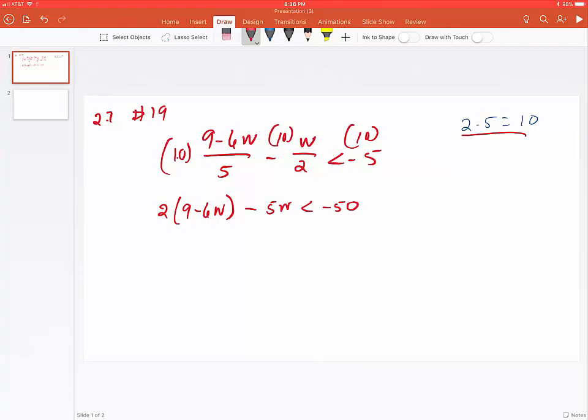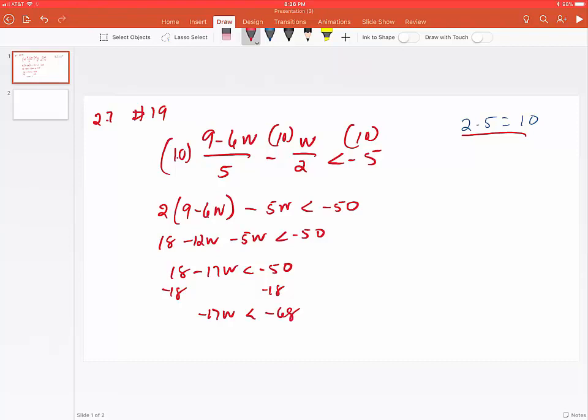So now I'm going to go ahead and distribute the 2, which is going to be 18, and then minus 12w. And I'm going to go ahead and combine like terms, so that's negative 17w. And so now what I'm going to do is subtract 18 from both sides. And so I have negative 17w is less than negative 68.